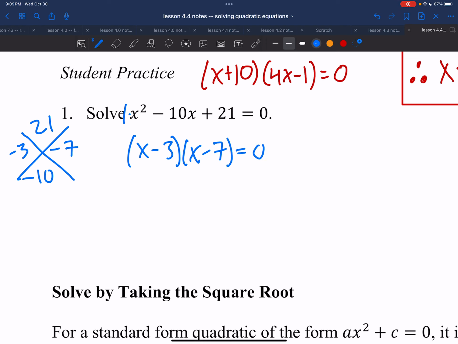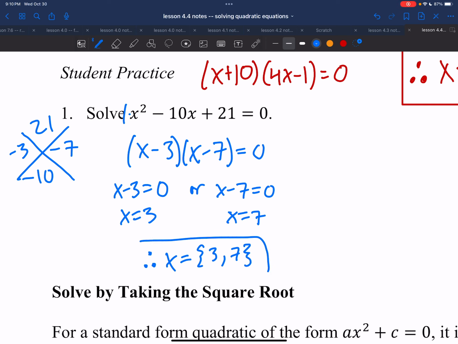Therefore, what that means is, I've factored it into those two things, then either of the factors could be 0. You could say x minus 3 is 0, or you could say x minus 7 is 0. And then if you just solve these equations, you get x equals 3, and you get x equals 7. So I say, therefore, the solution set is 3 and 7. Yeah? And so we're done.